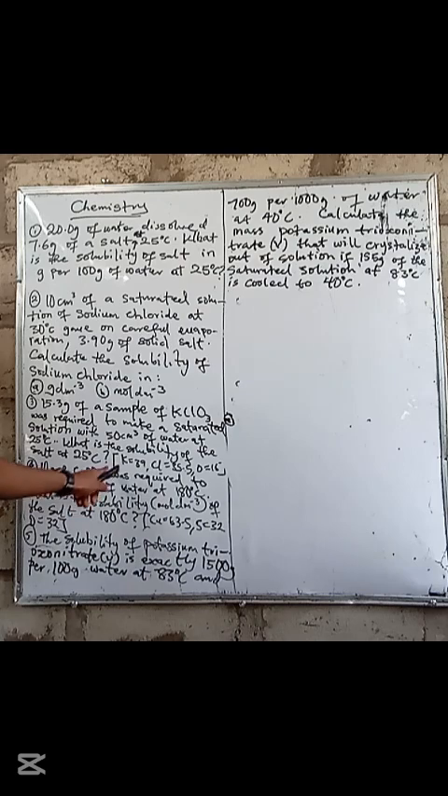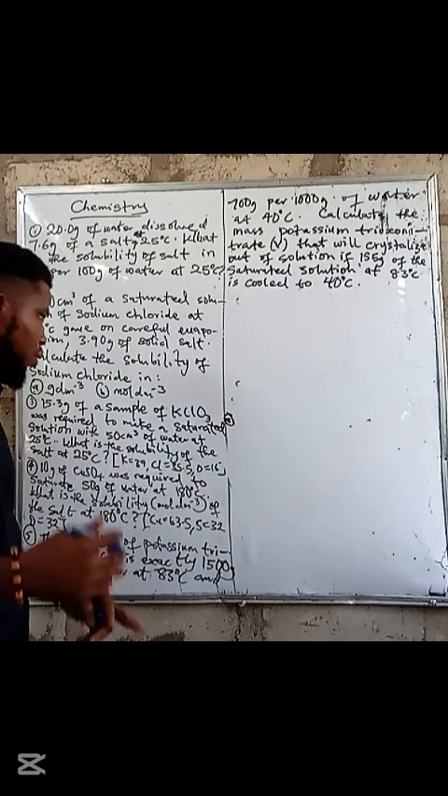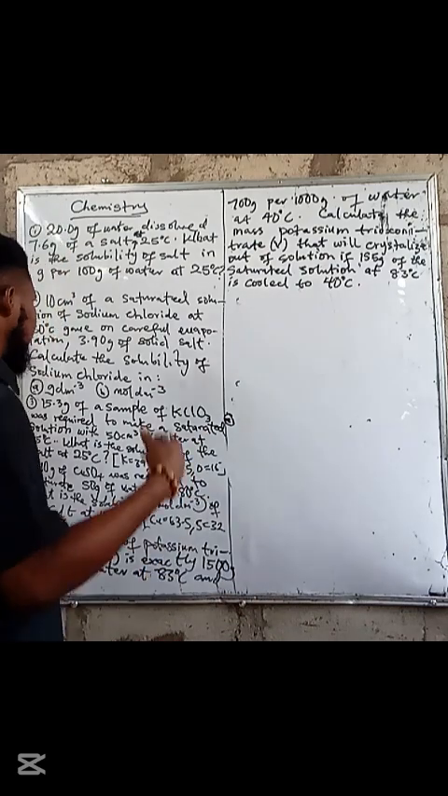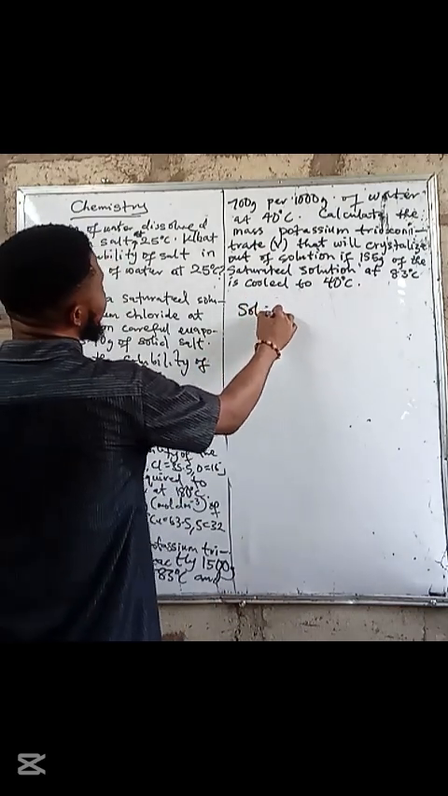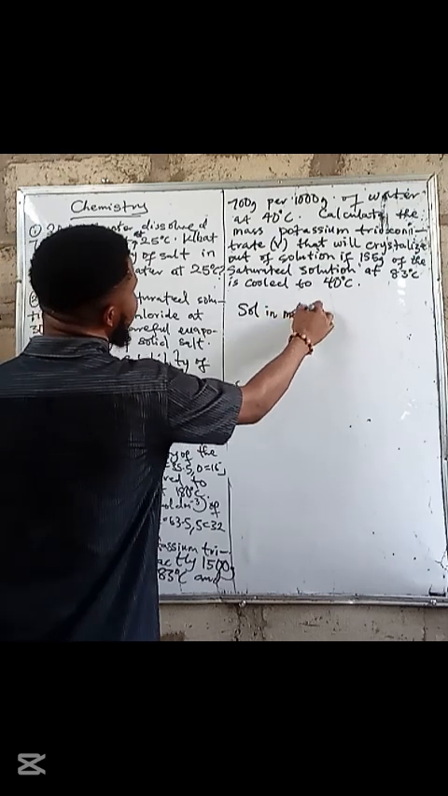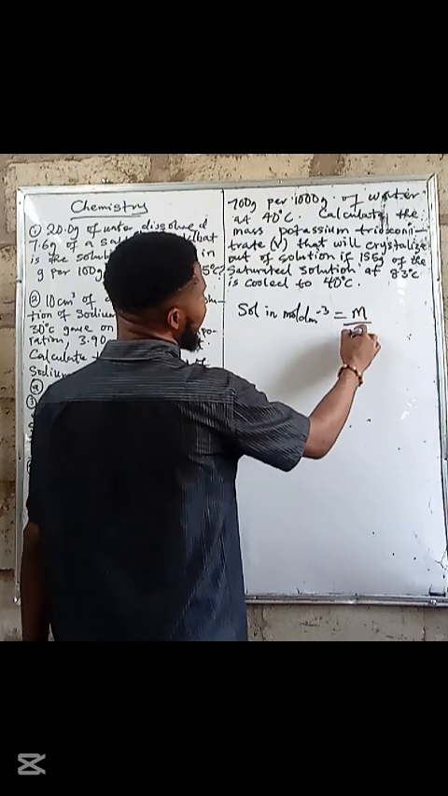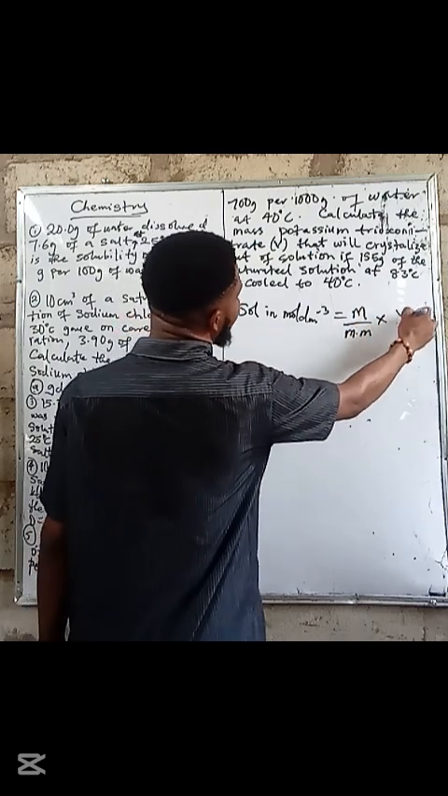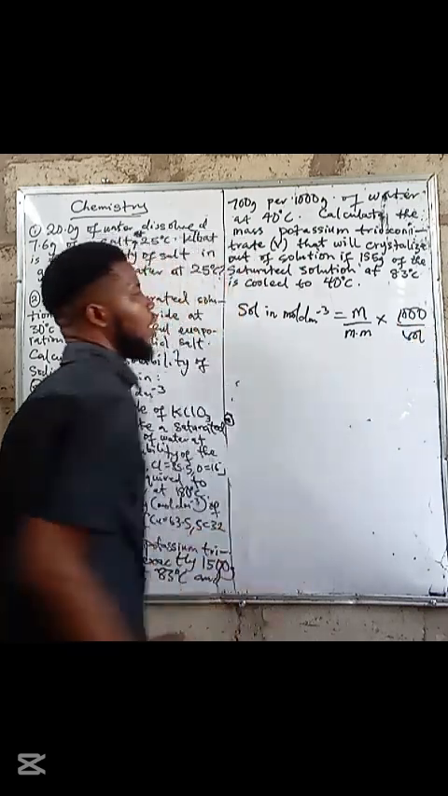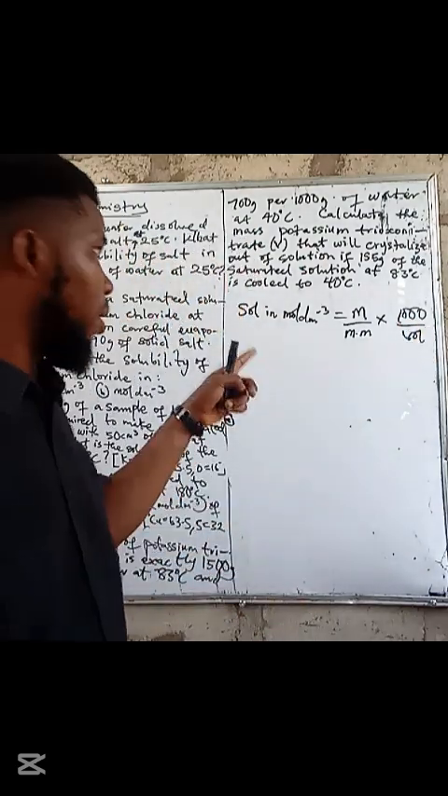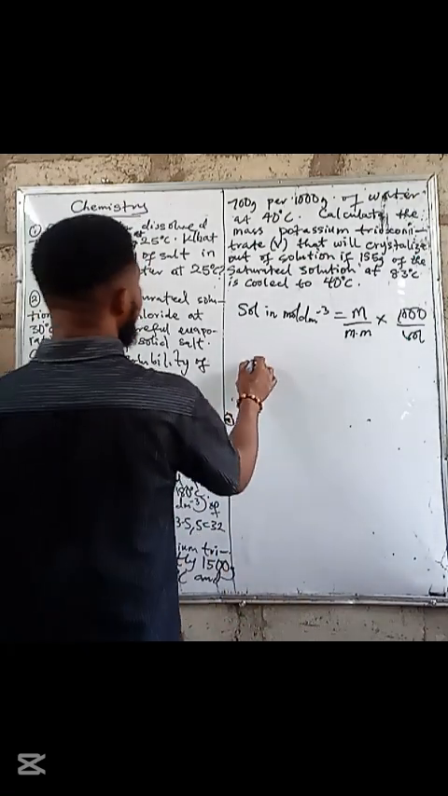So for this solubility, you see the molar mass, that means it's going to be solubility in mole per dm³, okay? The standard solubility. So solubility in mole per dm³, the formula is mass over molar mass, times 1000 over the volume in cm³. That's the formula for standard solubility, okay? Alright, so what is the mass?